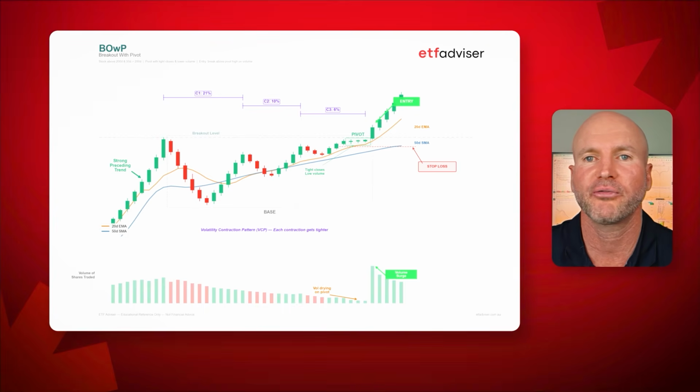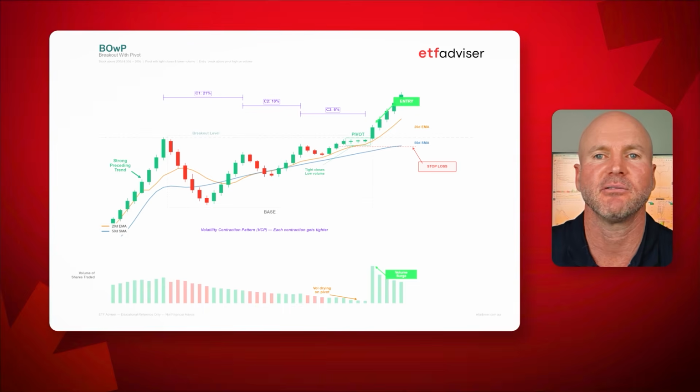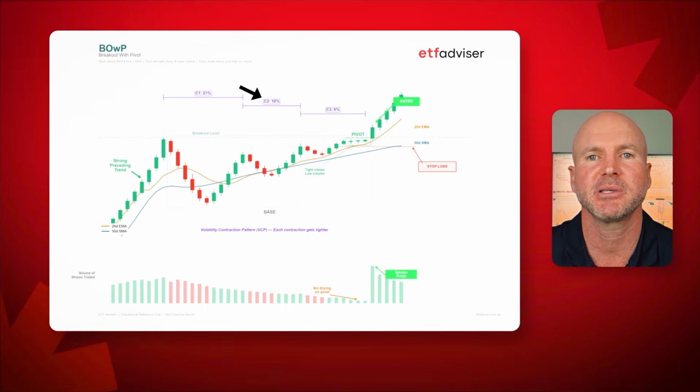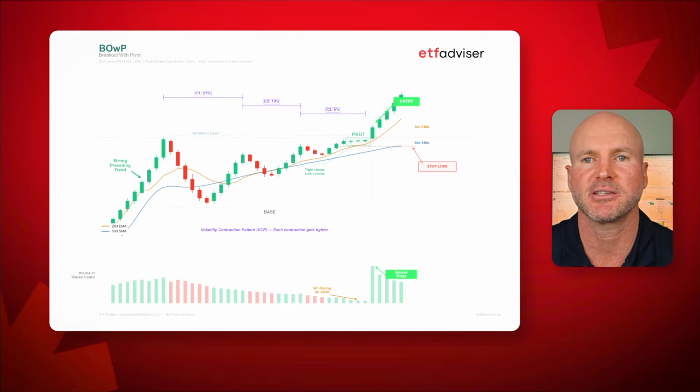It's trading above all 3 moving averages, price has tightened, volume has dried up, and the breakout level is clear. It's even stronger when the base forms a volatility contraction pattern or VCP. Each pullback inside the base gets smaller. First pullback might be 21%, the next 10%, the next 6%. That tightening tells you sellers are becoming less aggressive. The range is compressing, pressure is building near the pivot.